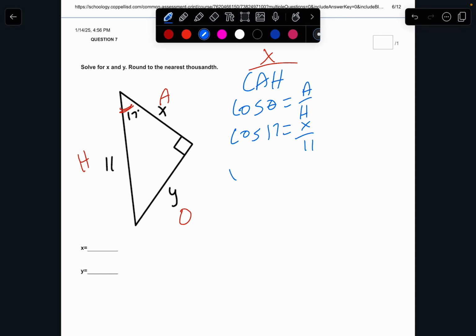If x is up high, all you've got to do is multiply. Get it right your first try. Getting tricky with it. So type that in: 11 times the cosine of 17. Round to the nearest thousandths this time would be 10.519.